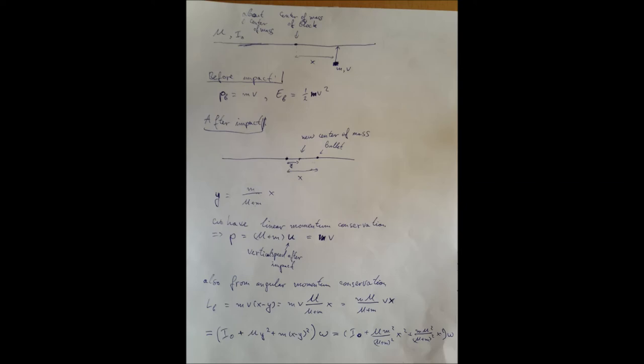Now, the moment of inertia here: firstly we apply the parallel axis theorem to get that the moment of inertia of the block around the new center of mass would be I naught plus big M times y squared, and the moment of inertia of the bullet will be m times (x minus y) squared. That's fine. And we move on to the next sheet.